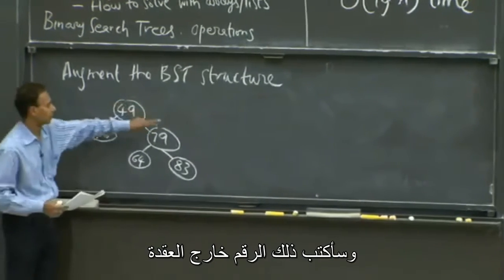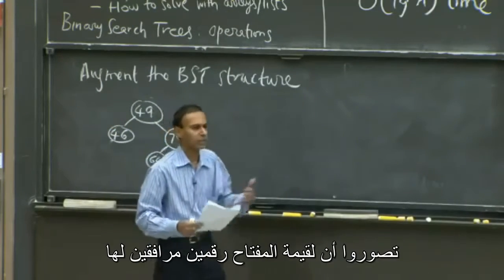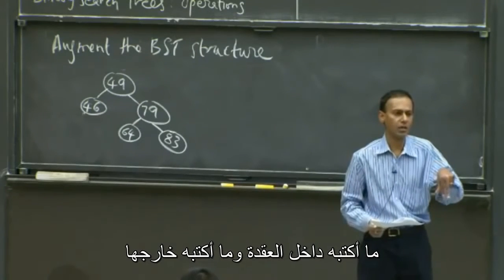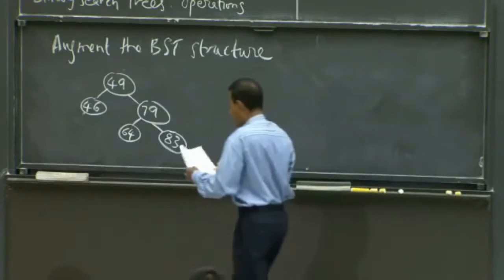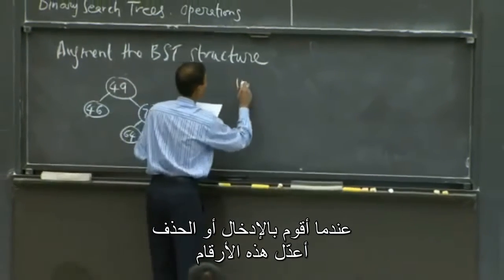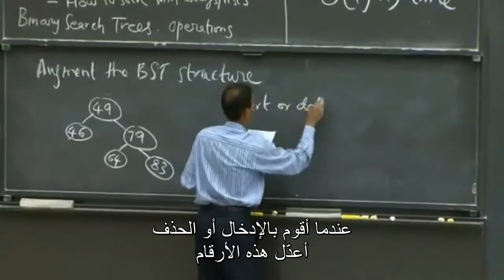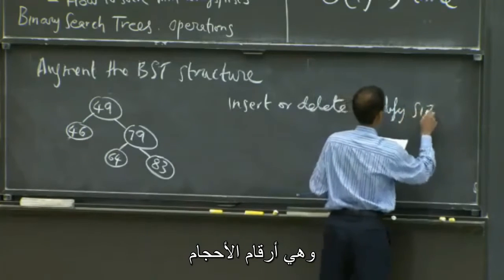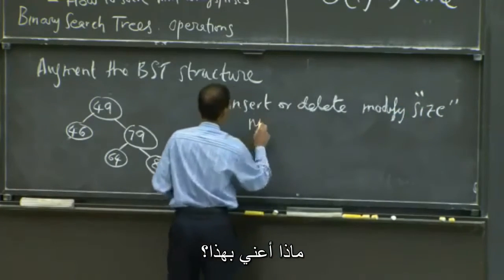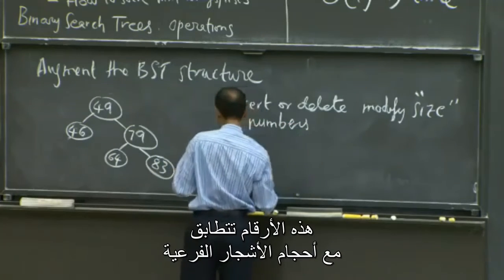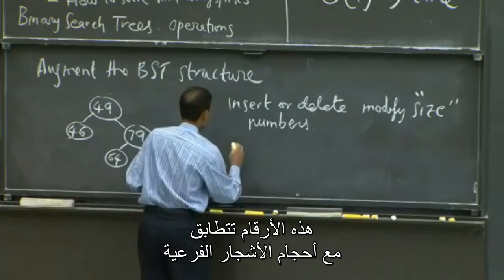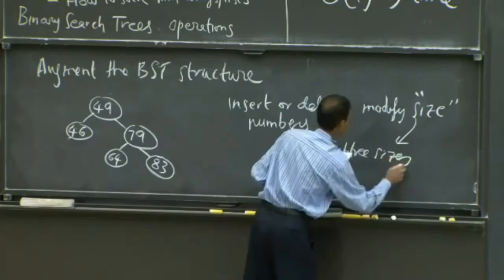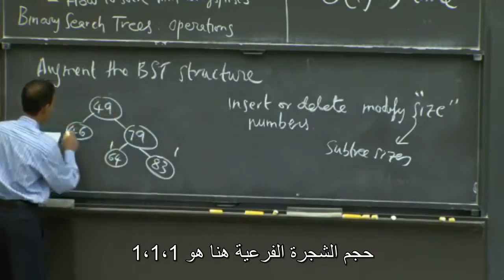I'm going to have an extra number associated with each of these nodes, and I'm just going to write that number on the outside of the node. You can just imagine that now the key value has two numbers associated with it, the thing that I write inside the node and what I write outside of it. So when I do insert or delete, I'm going to be modifying these numbers. And these are size numbers. What do I mean by that? Well, these numbers correspond to subtree sizes.